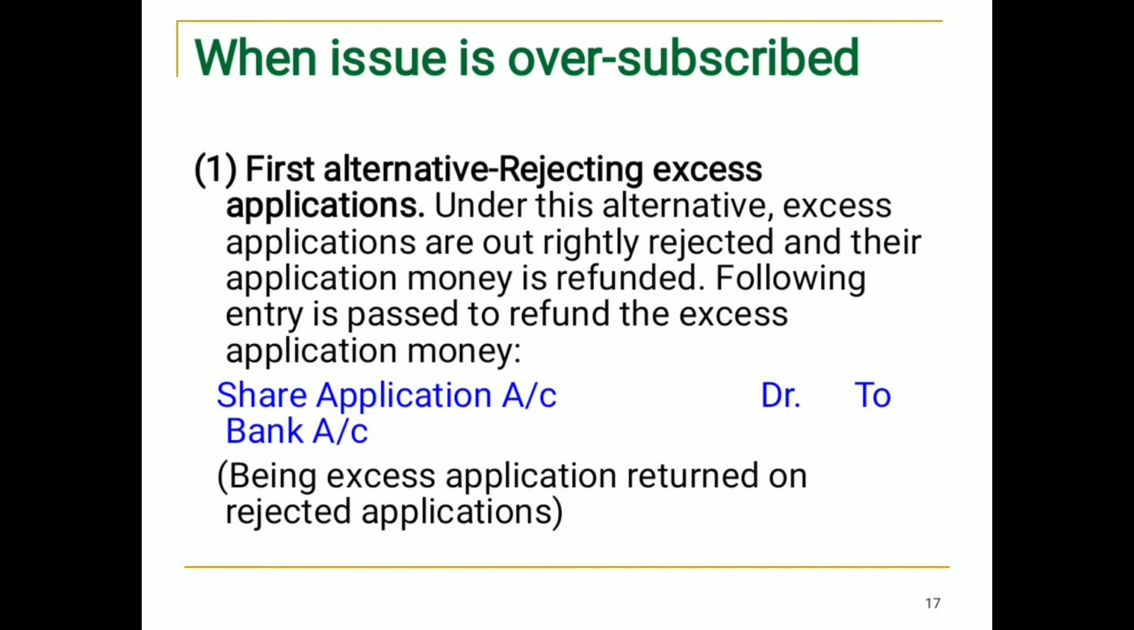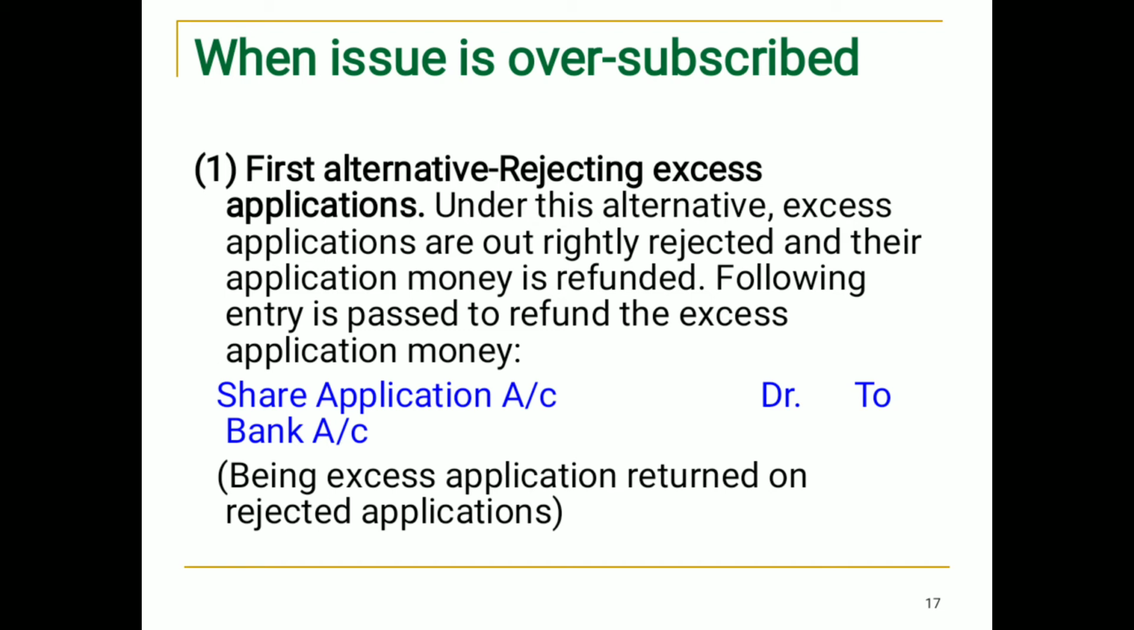What was the case previously? It was when you receive less number of applications. And here the case is when you receive more number of applications. That is why the previous topic was under subscription. Here it is over subscription. So you are having options here: how to deal with those extra 10,000.